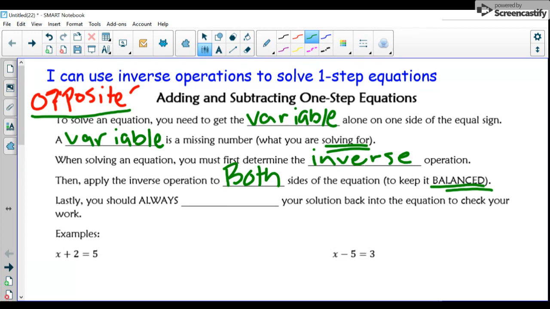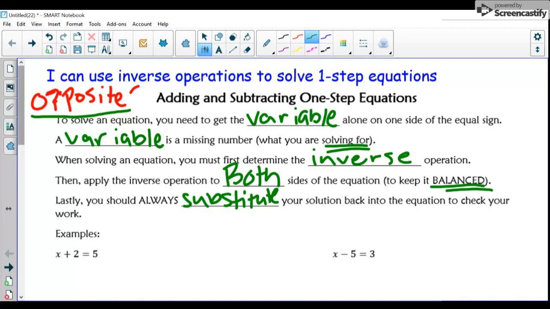We want to make sure it stays balanced because the whole idea about an equation is that whatever's on the left-hand side is the same as what's on the right-hand side. So if I do a specific operation on one side, then I have to do that same operation on the other to maintain that equalness, to maintain that balance. And then lastly, you should always substitute your solution back into your equation. Substitute your solution, which just means answer, back into the equation to check your work.